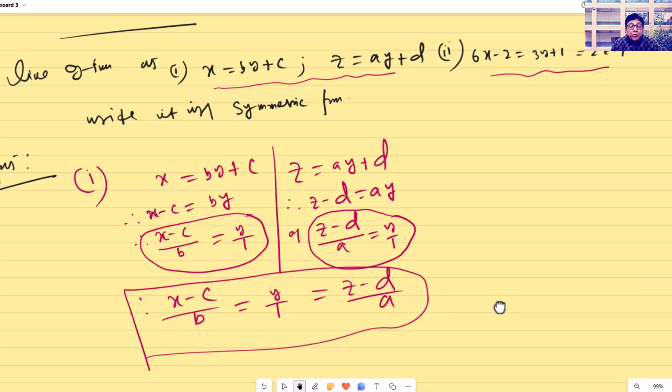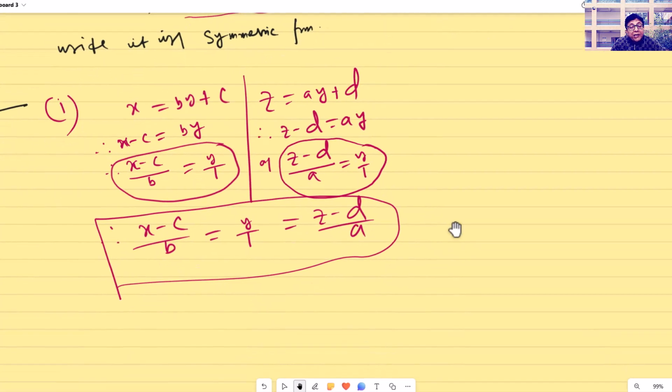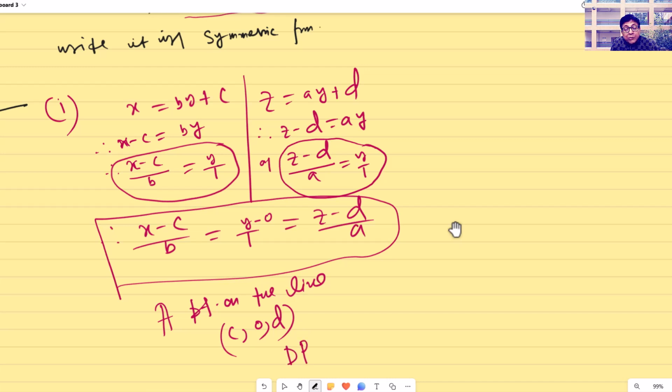Now, somebody asked you to write a point on the line. How do you write it? So, the answer is very clear. A point on the line is what? You can write x minus 0, y minus 0, that is c, 0 and d. And direction ratios of the line are what? The direction ratios of the line are b, 1 and a. Hope you have understood.